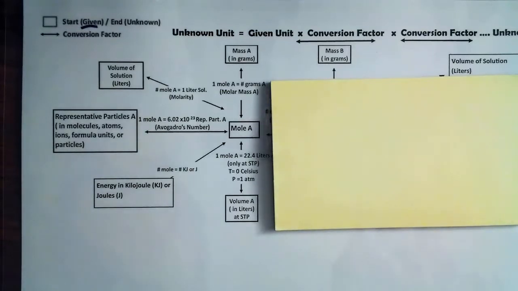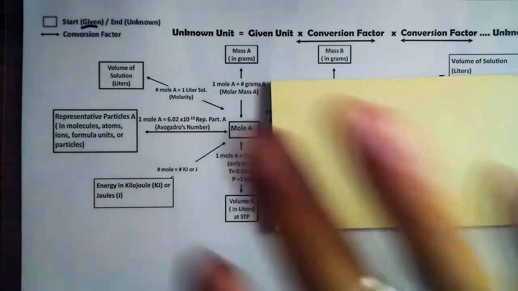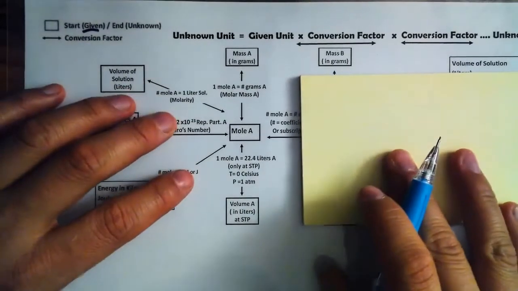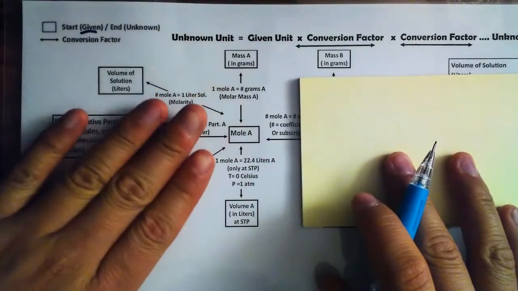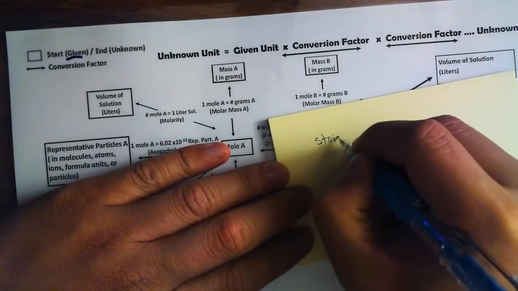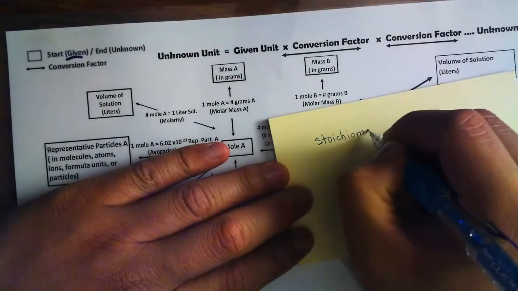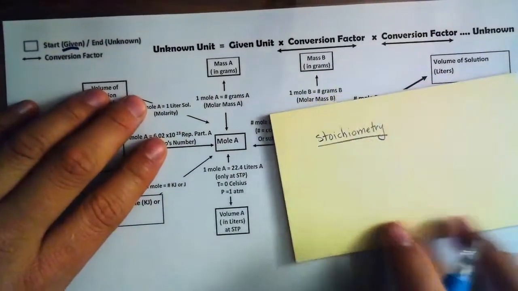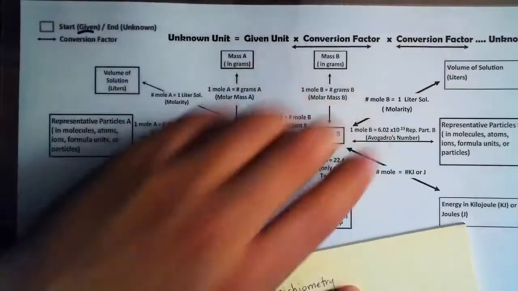In the previous lesson, we learned what conversion factors are, and we also learned how to use this stoichiometry flowchart. Again, the word is stoichiometry. That's the word right there. This is a stoichiometry flowchart.